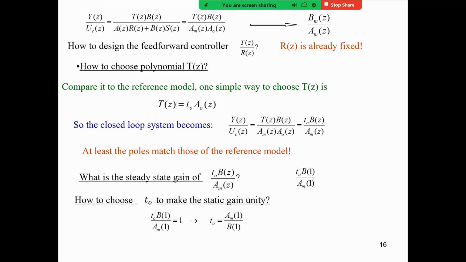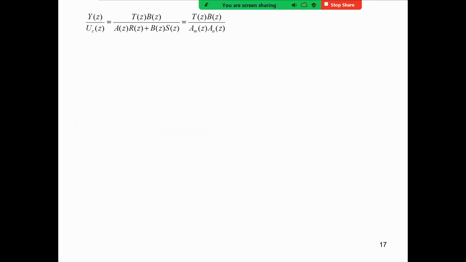In this way, this is one strategy for how to follow the reference model if perfect matching, perfect tracking is not possible. Just match the poles and also try to match the T secant. In many applications, it works. Any questions on how to choose T naught and the reason for that? I want to match the T secant.